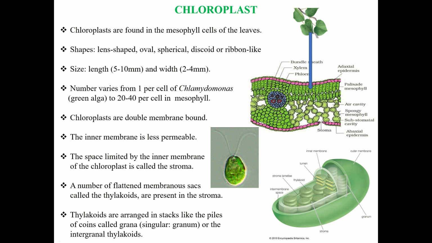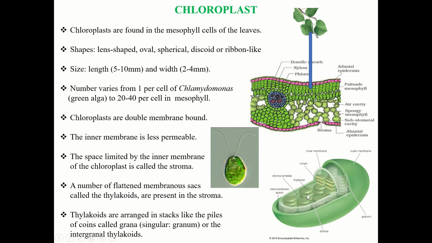The space limited by the inner membrane of the chloroplast is called the stroma, the space inside the inner membrane. A number of flattened membranous sacs called thylakoids are present in the stroma. So in the stroma you will find coin-like structures or sacs, and they are called thylakoids. Thylakoids are arranged in stacks like piles of coins.